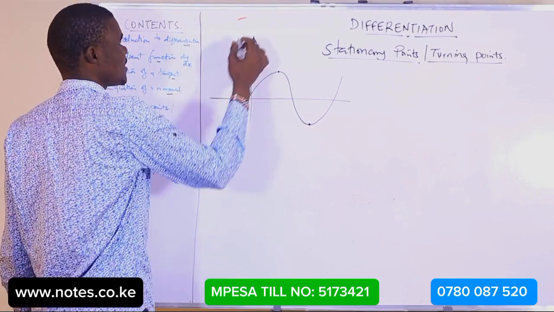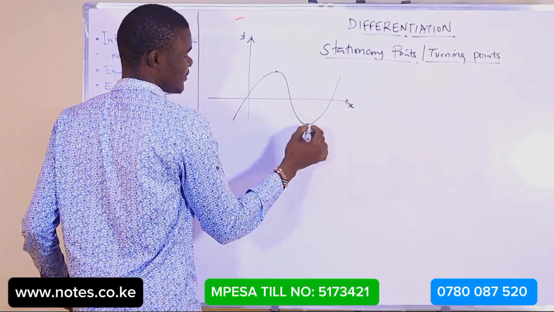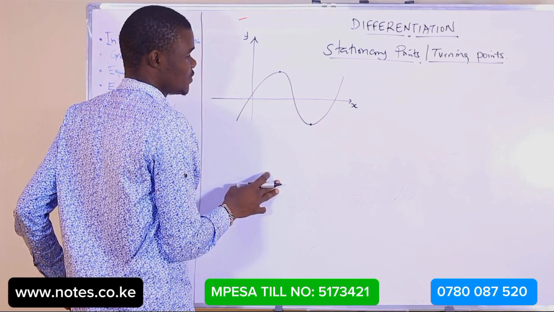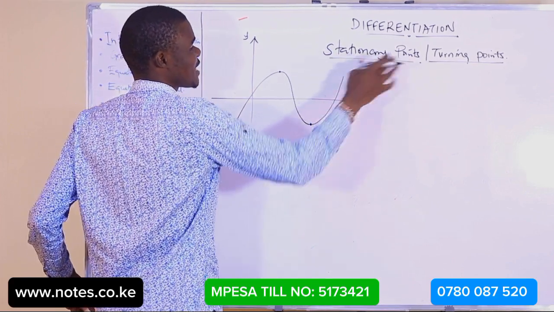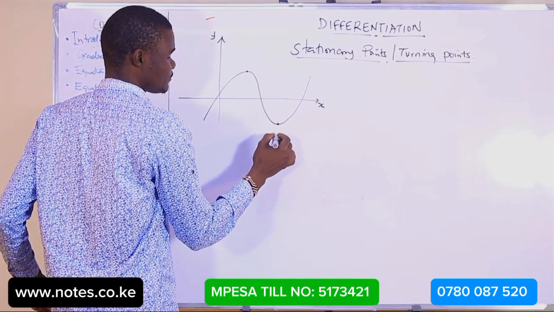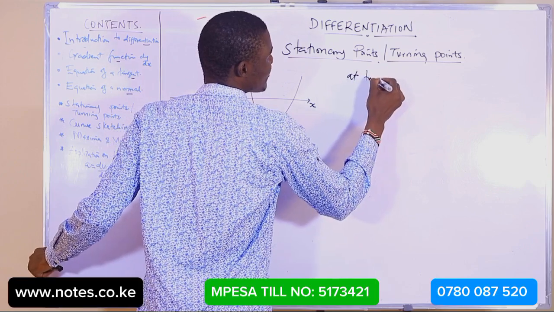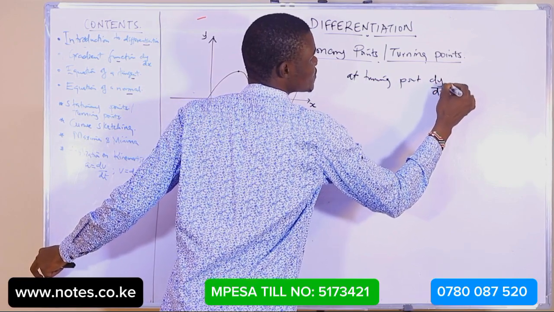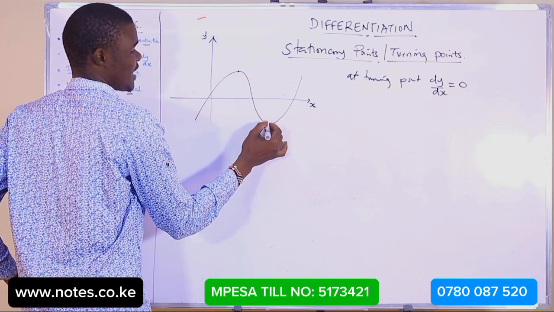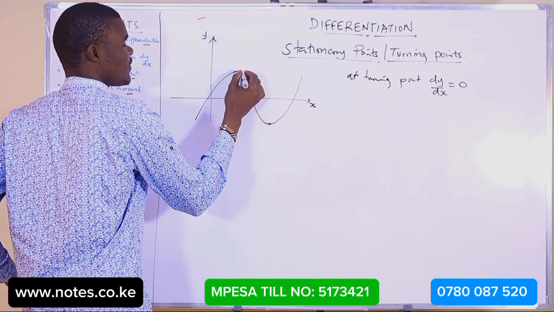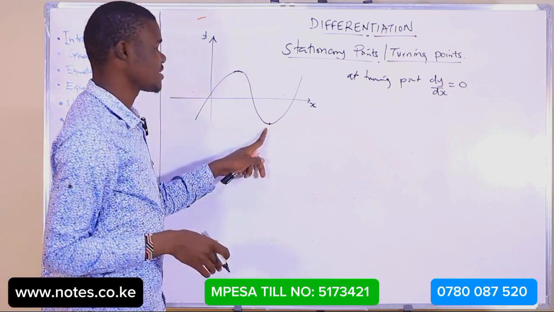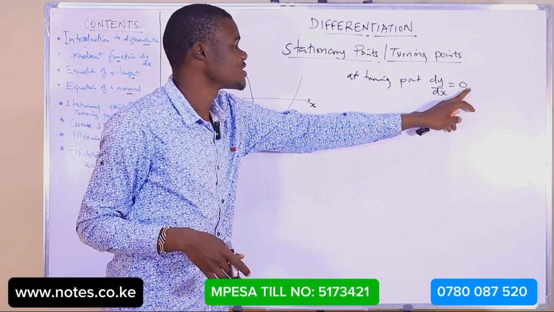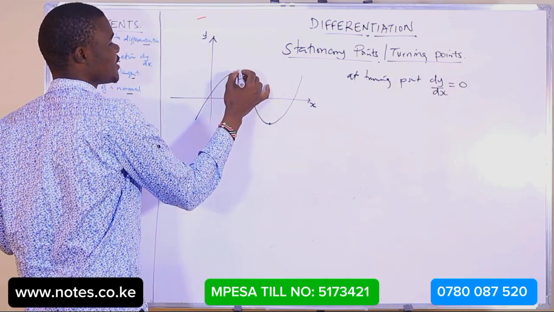And you must observe one thing here, that at the turning points, the curve is almost flat. Therefore, the gradient is 0. So the major argument here is that at stationary points or at turning points, dy over dx is equal to 0, because as you can see, the line is almost flat at the turning point. So there is no change in y or change in x, and therefore the gradient function at this particular point is 0.